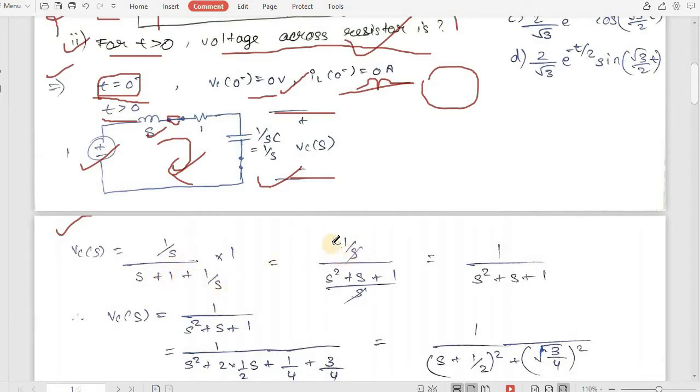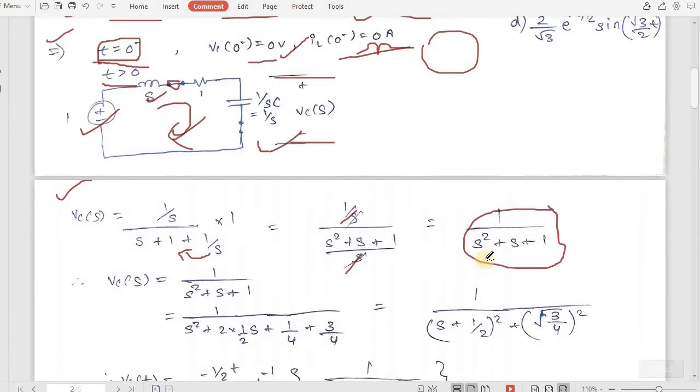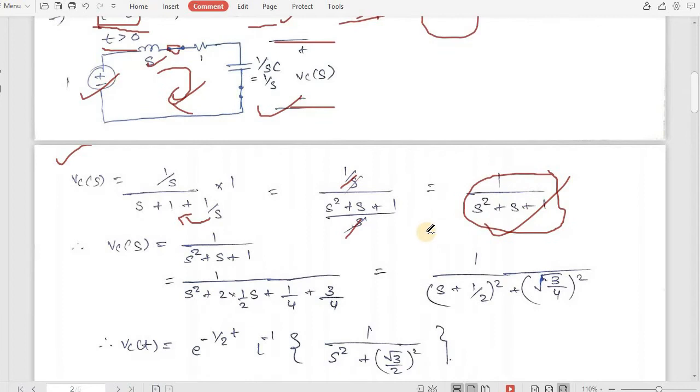Okay, so if we simplify it, it will be 1 upon S, and if we multiply this S to all the terms, we will get S square plus S plus 1 upon S. So this S got cancelled, and we will be left with 1 upon S square plus S plus 1. Now we have to take the inverse Laplace transform of this. To do that, first we are going to make this a complete square. So S square plus S plus something such that this will be converted to a complete square.